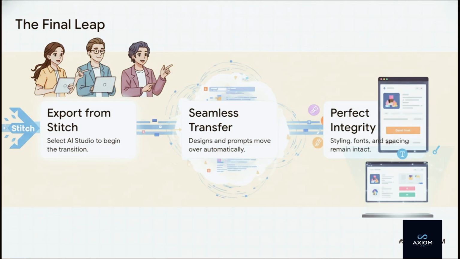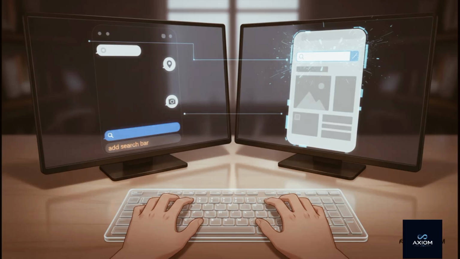And you might be thinking, oh, this is where it gets complicated. But the transition couldn't be simpler. You just hit Export in Stitch and choose AI Studio. That's it. Everything, your designs, your prompts, that all-important design system, it all just moves over seamlessly. Your styling, your fonts, your spacing, it all stays perfectly intact. No more broken designs. So once you're inside AI Studio, you just use a simple chat window to build real working features. You can literally tell it, build me a search bar that takes a date and a destination, and it will write the code to make that happen, to actually pull and display data. This isn't just a picture anymore, it's a real working tool.